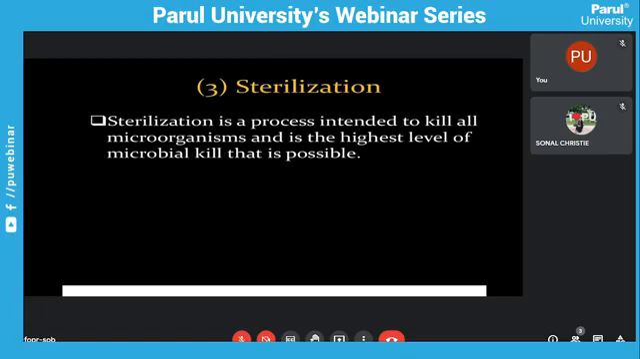If we are using any instrument or article in the hospital, after using it we have to pass it through the sterilization process. It will kill the highest level of microorganisms possible. It is a very important process in infection control, used to kill all the microorganisms.